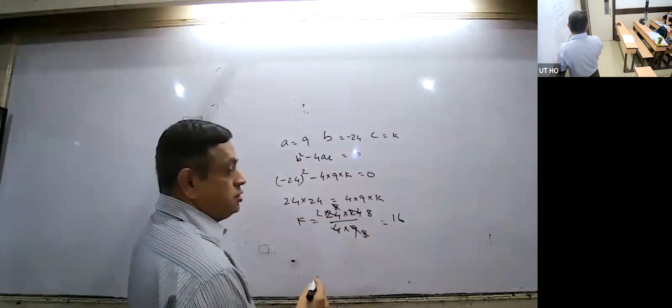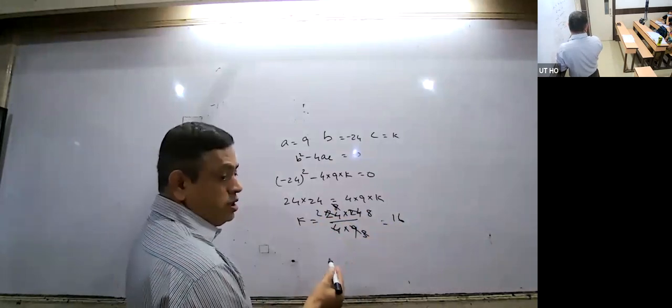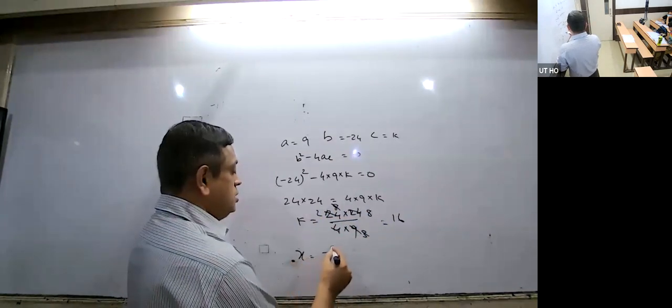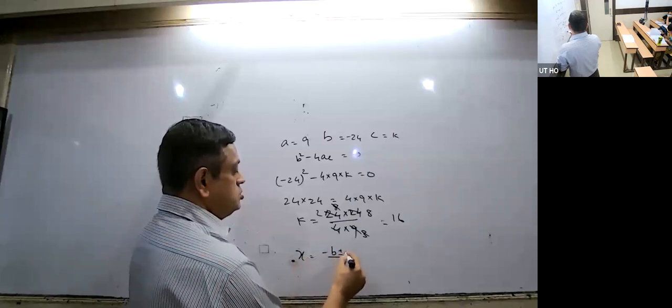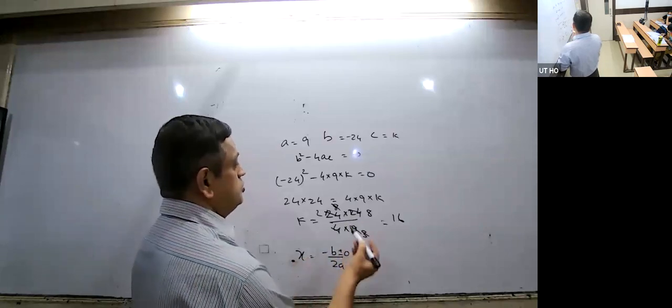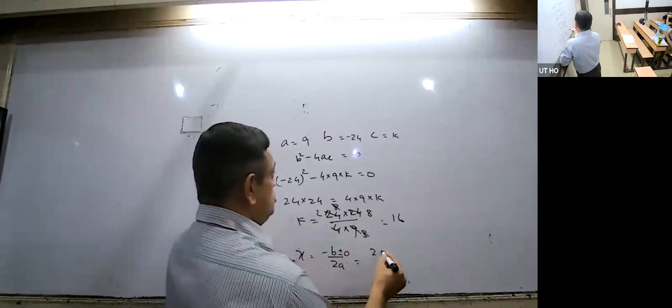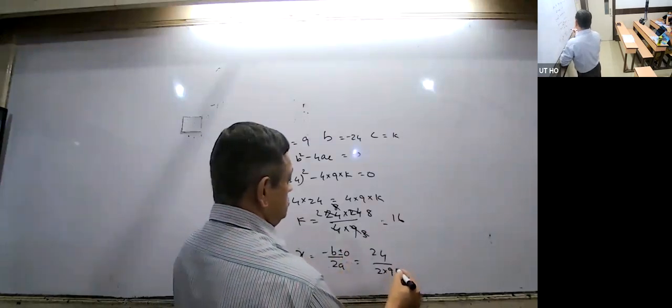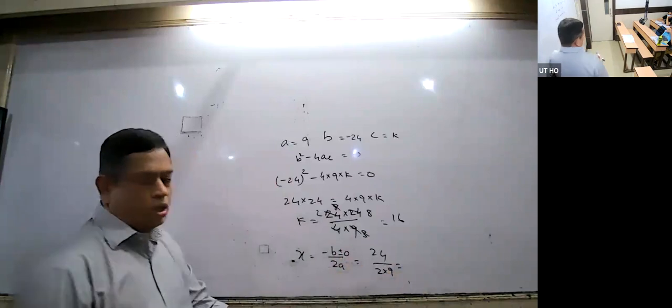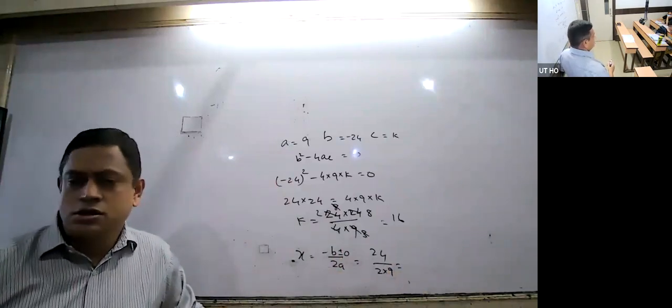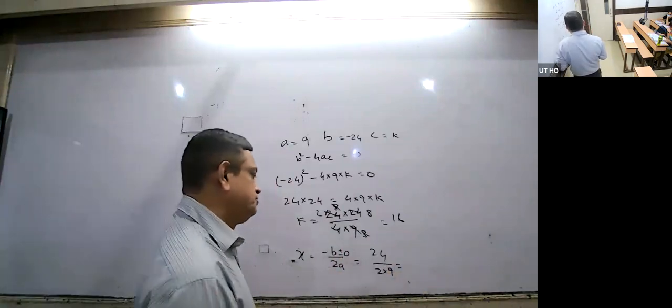So then what is the case? Also find the root now. Yes sir. x is equal to minus b plus or minus root of b square minus 4ac, which is 0, by 2a. Minus b means 24 upon 2 times 9. Let's do this. 6 fours are 24 and 6 threes are 18, so 4 by 3.